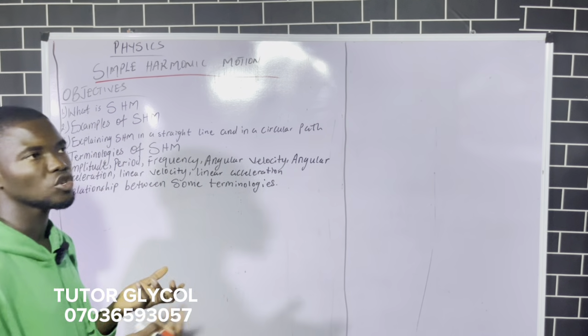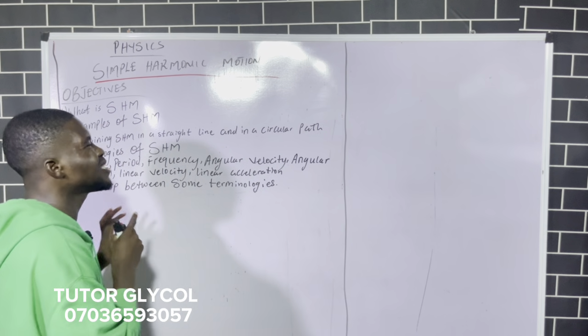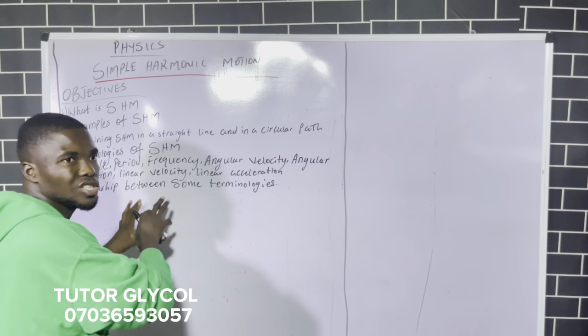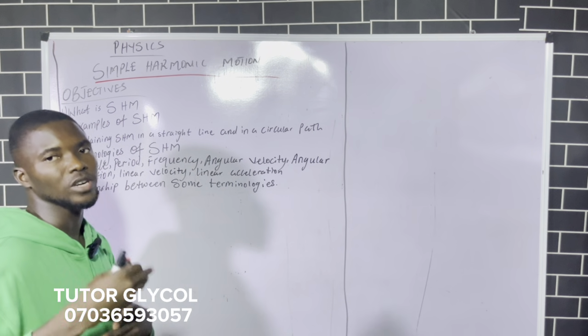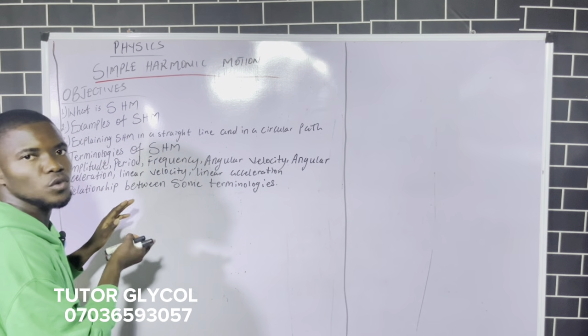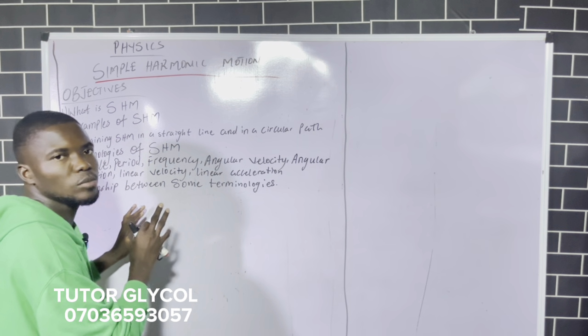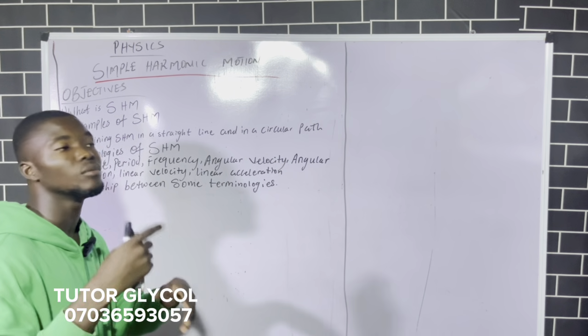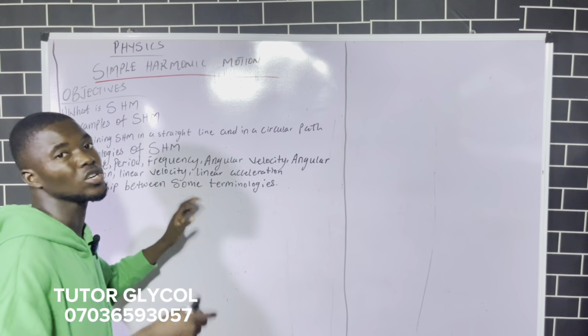So we're going to be looking at the relationships, and in this particular video, I'm not going to be solving any question. Questions will be solved in part 2. Part 2 will comprise energies. We're going to be looking at the energy of simple harmonic motion and solving all common questions on simple harmonic motion from post-UME, JAMB and so on, in part 2.